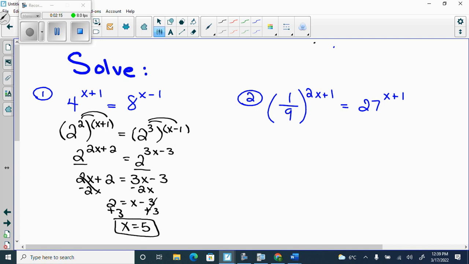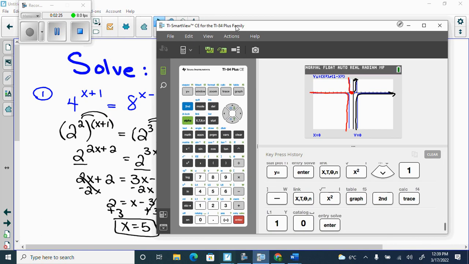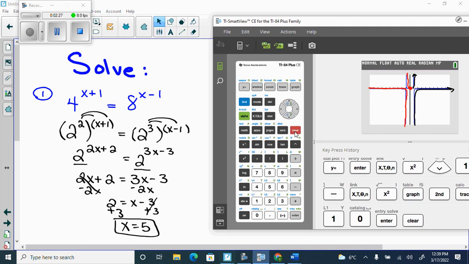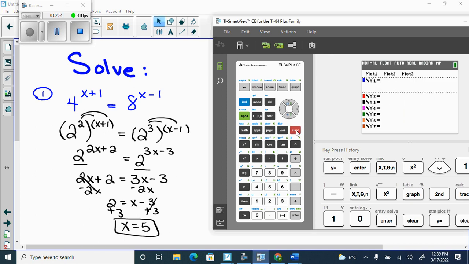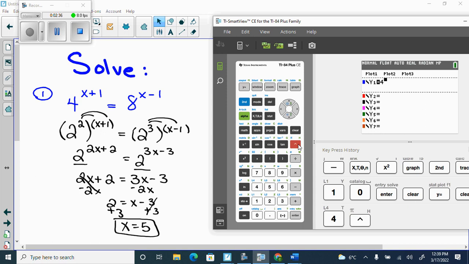And then we can check it two ways. We can plug it back in. We can go 4 to the 5 plus 1, so 4 to the 6, and then 8 to the 5 minus 1, 8 to the 4, and they'll match. The other way we can do it is using our calculators. We always type in the original. So we're going to get 4 to the power of x plus 1.